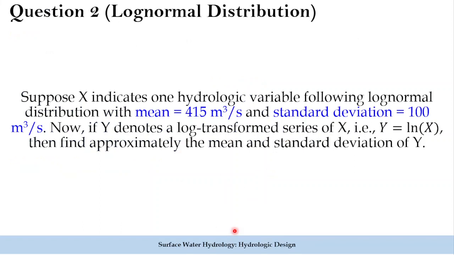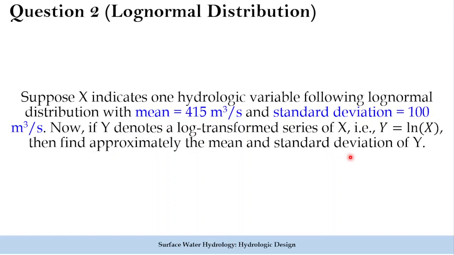Moving ahead, let's solve another problem on log normal distribution. Suppose X indicates one hydrologic variable following log normal distribution with mean 415 meter cube per second and standard deviation 100 meter cube per second. Now if Y denotes a log transformed series of X, that is Y is equal to ln X, then find approximately the mean and standard deviation of Y.